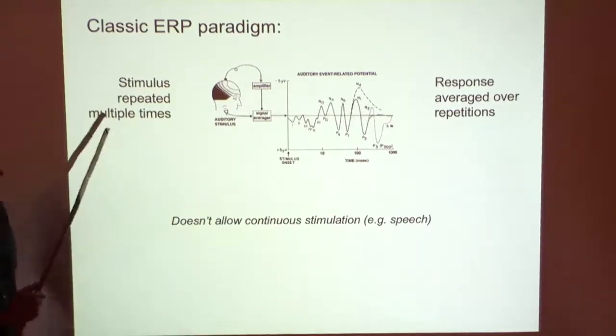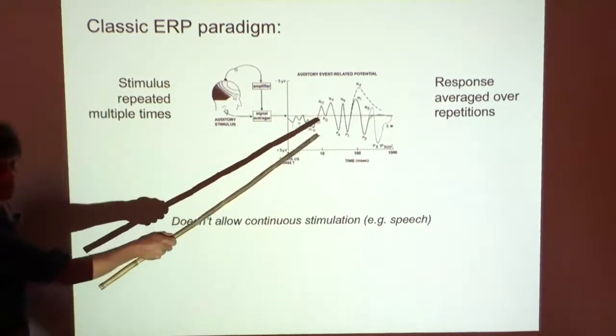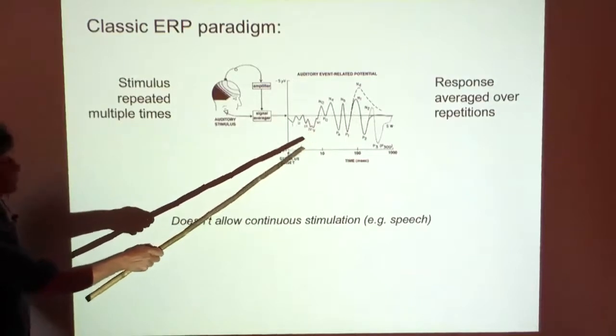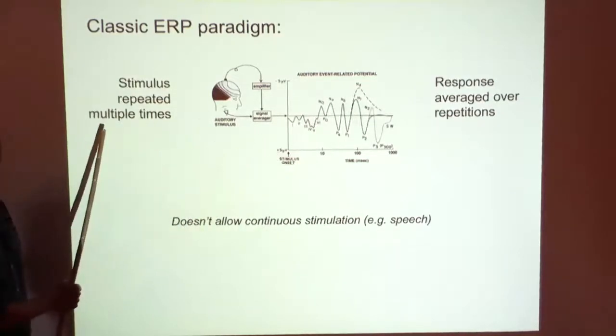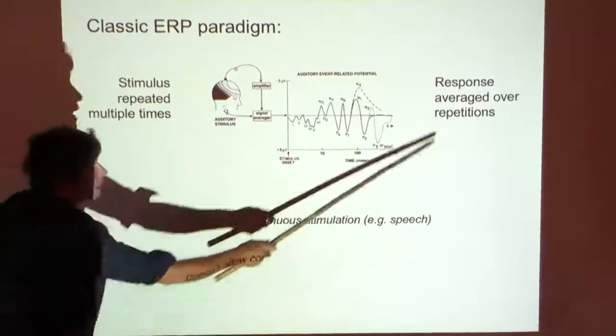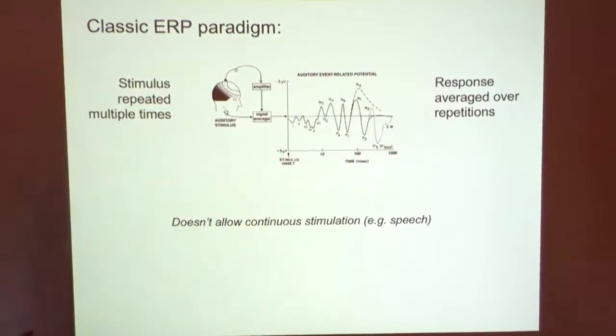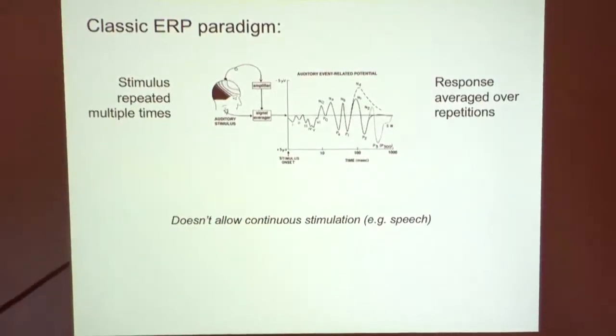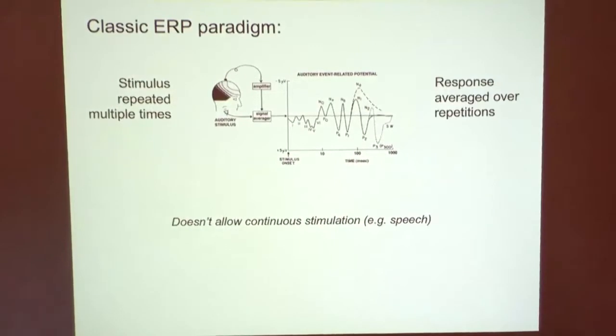The problem is that because of the poor signal-to-noise ratio, you need to repeat the stimulus many times, and you have to average over repetitions, which means that it won't work for continuous stimulation. For example, speech, it won't be very useful. So for the stuff that we really care about, which is how we hear the world, there are limitations on how you can study it.